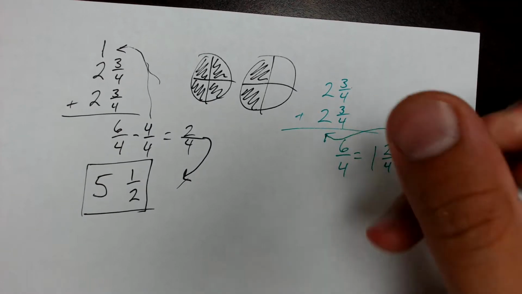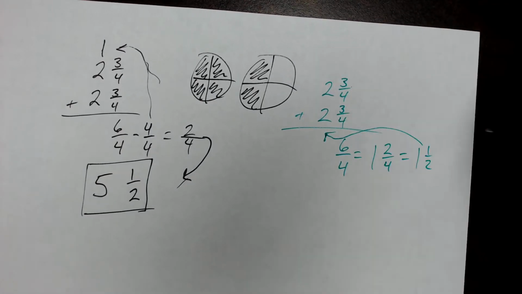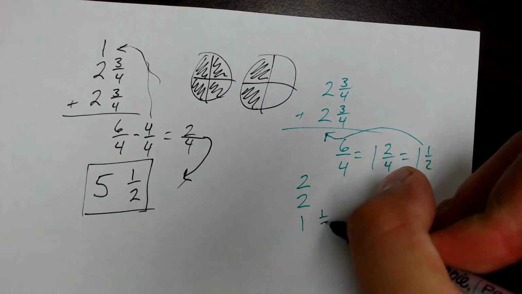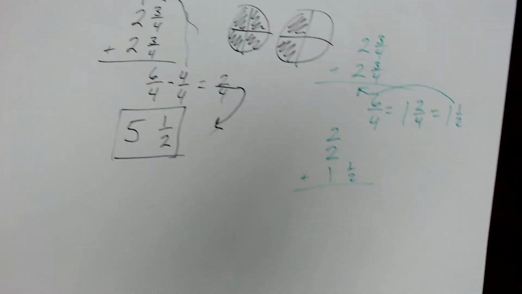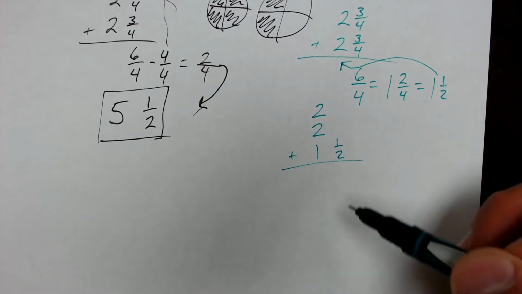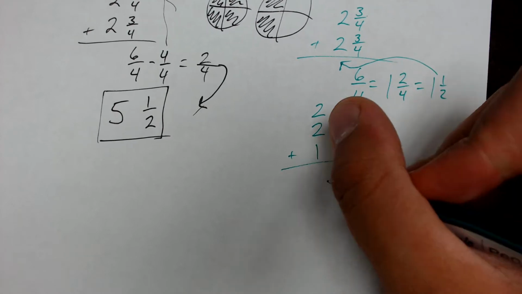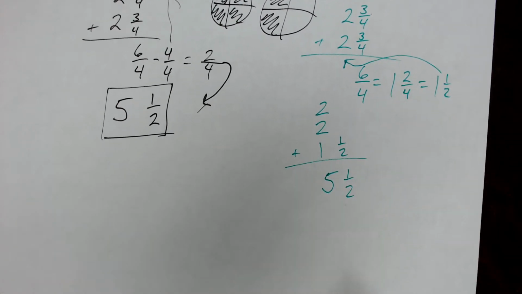So now what I have is 2 plus 2 plus 1 1/2. All right, so that addition becomes very easy. I can already see my fraction is just going to be 1/2, and then 2 and 2 is 4 plus 1 is 5. So 5.5. All right.